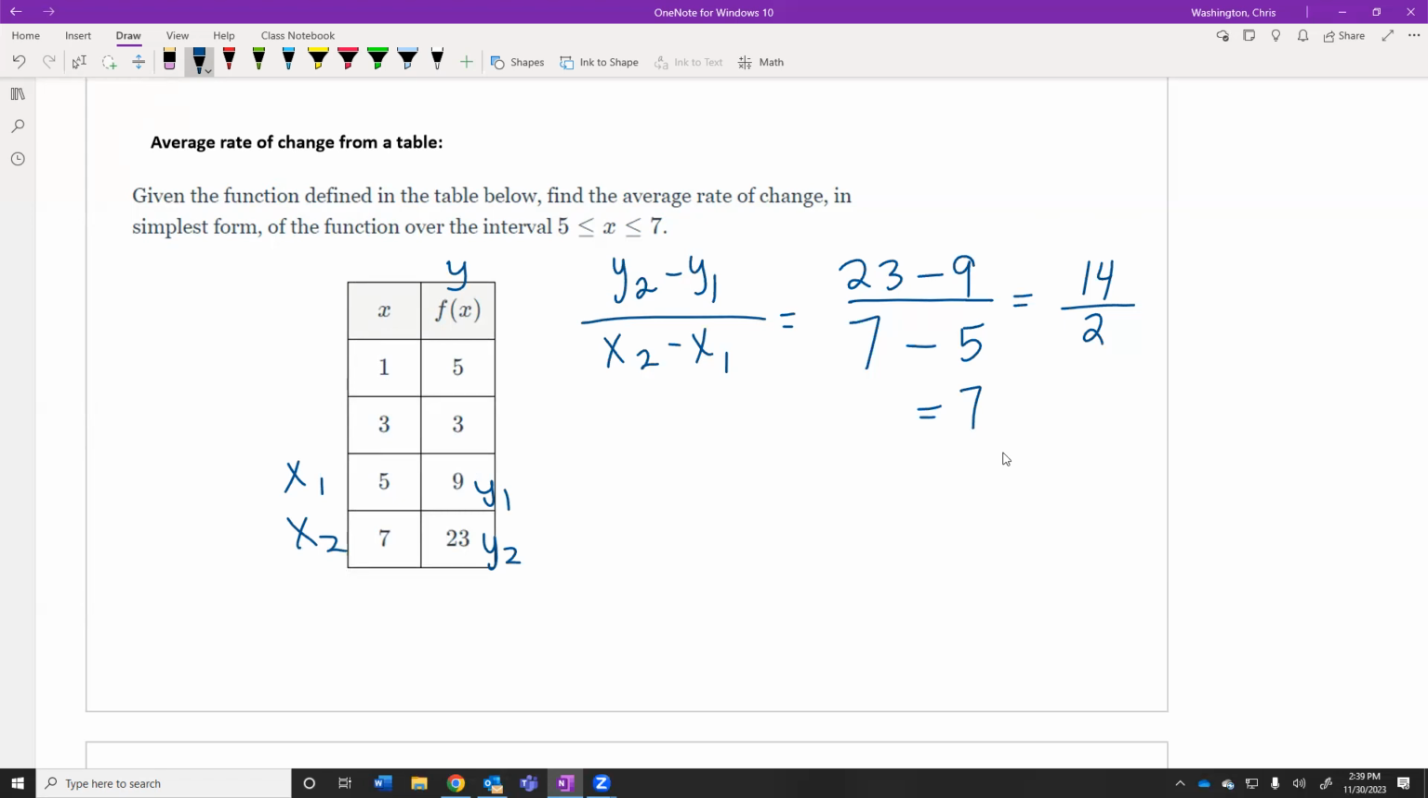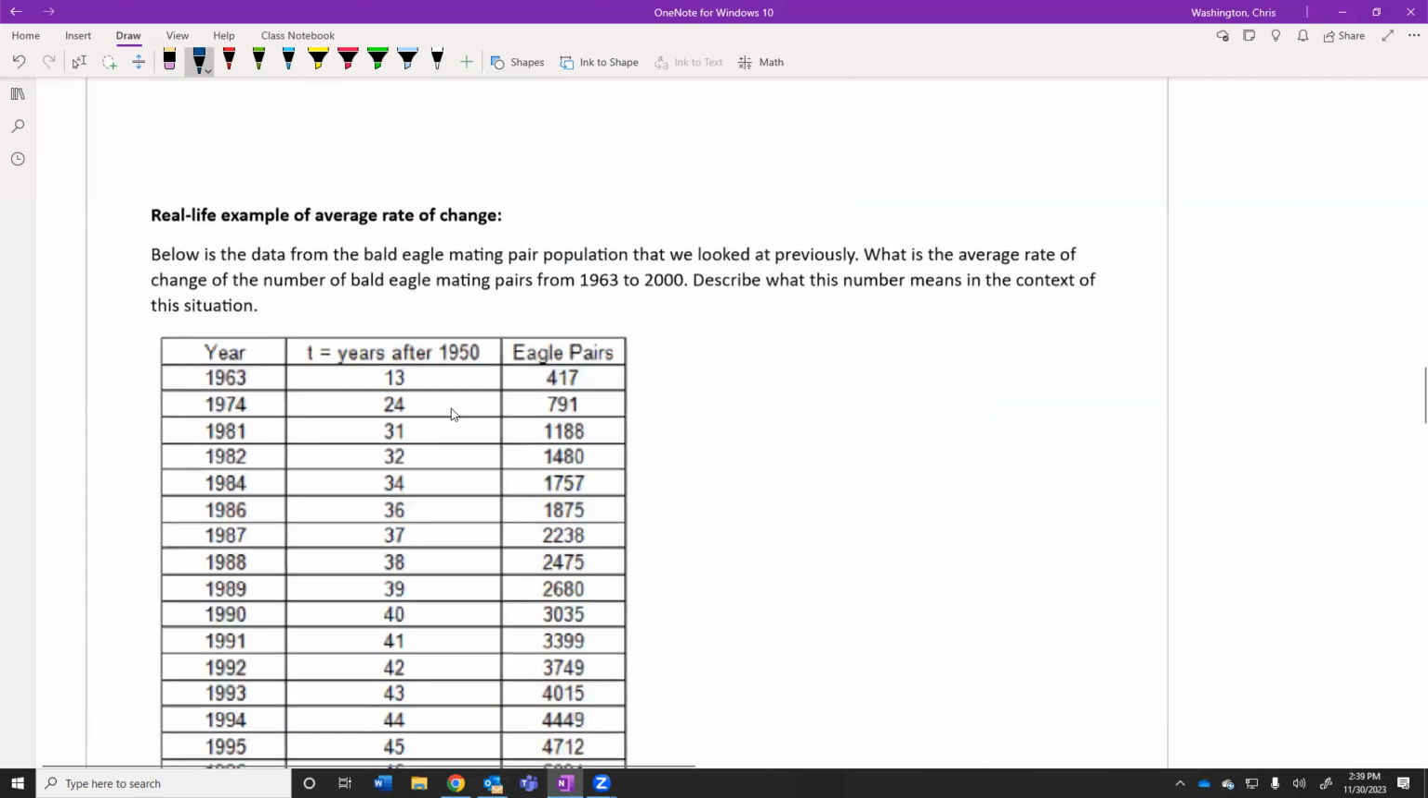So maybe this data represents how much snowfall is on the ground. So what does the 7 tell me? The 7 tells me that on average, it snowed 7 inches per hour from 5 o'clock to 7 o'clock. Does that mean it snowed 7 inches from 5 o'clock to 6 o'clock? No. It just means on average, it snowed 7 inches from 5 o'clock to 7 o'clock per hour. Per hour.